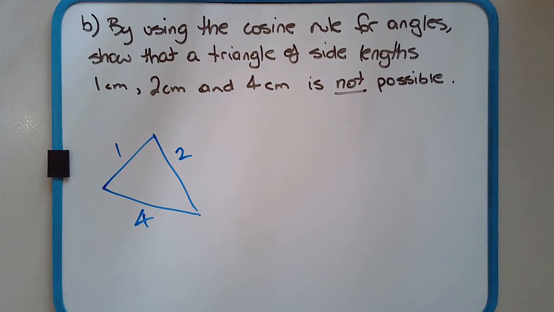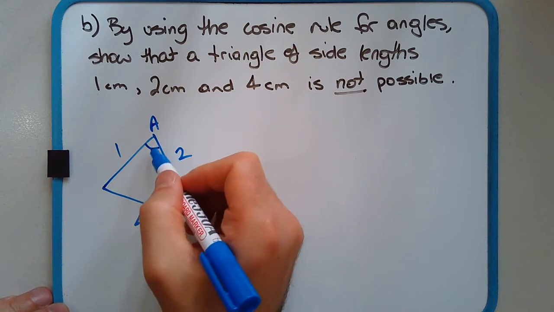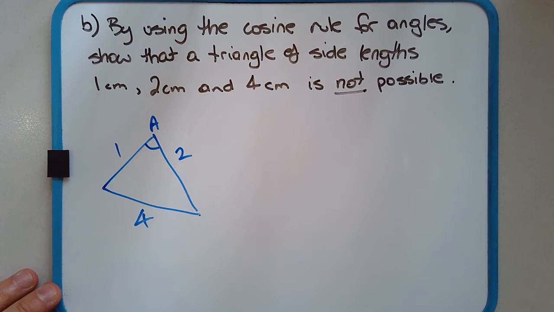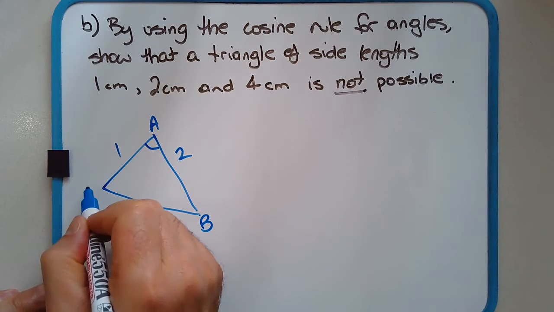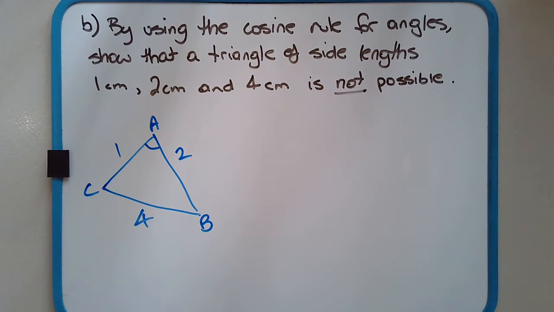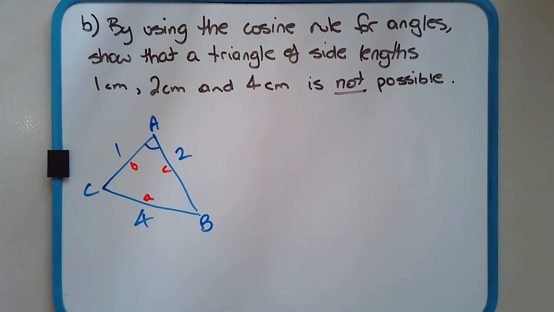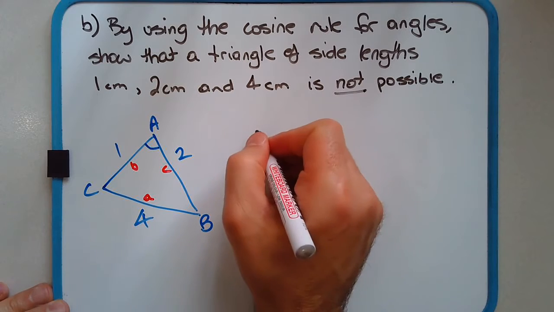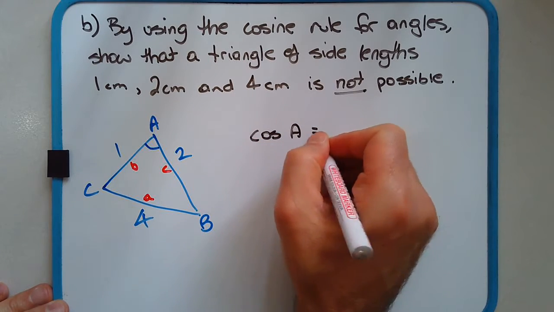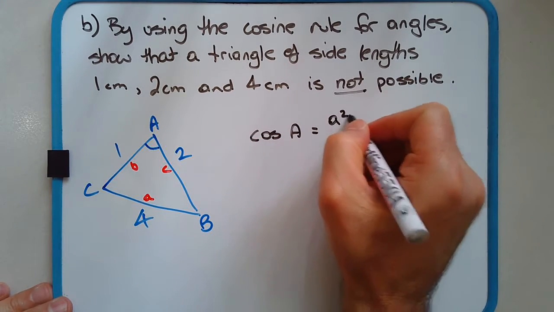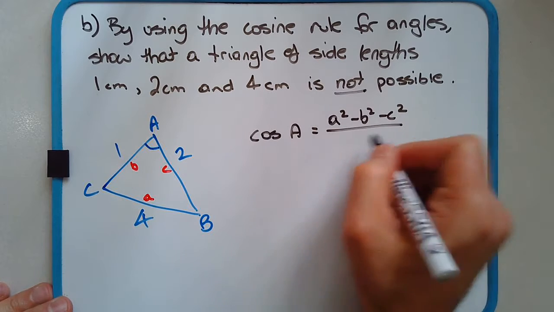You might think, okay, why don't we do what we did in the last example? Let's see if we can find the size of the largest angle, which is opposite the largest side. So I might just label this triangle there. This is our A, that's our B, and that's our C. So let's see what's going to happen now. So cos of A is equal to A squared minus B squared minus C squared over negative 2BC.